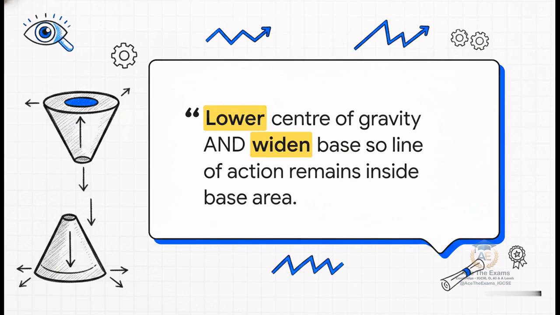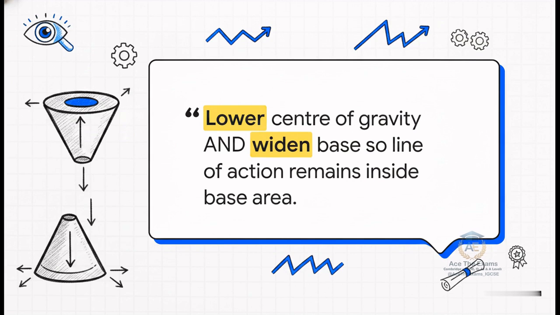We need to correct this flawed reasoning using our exact mark magnet framework to guarantee we get every single available mark. Here is your ultimate corrected response: to increase stability, lower the center of gravity, and widen the base so the line of action of the weight remains inside the base area. This is incredibly safe examiner-approved wording.